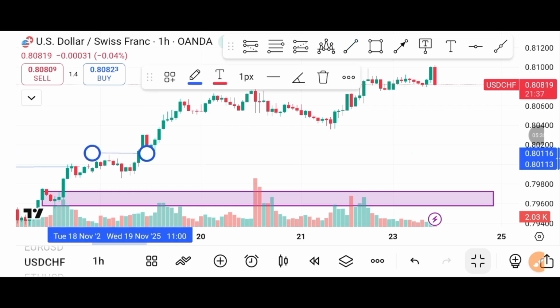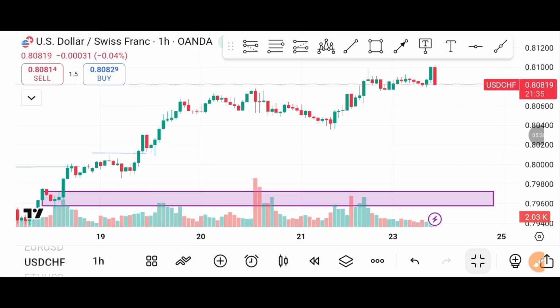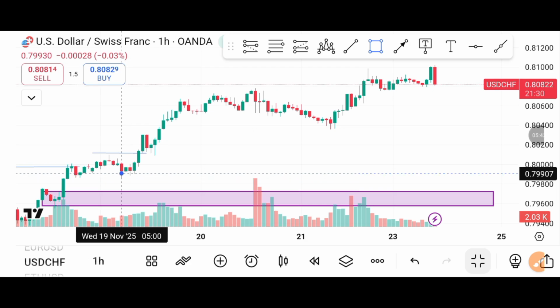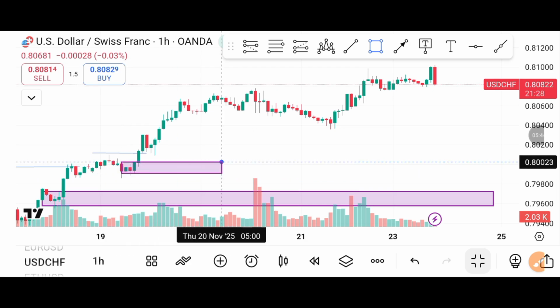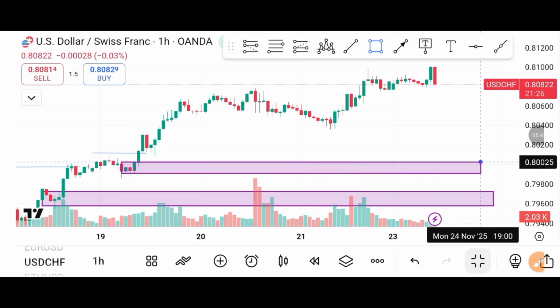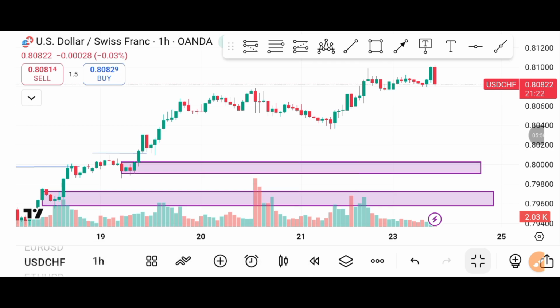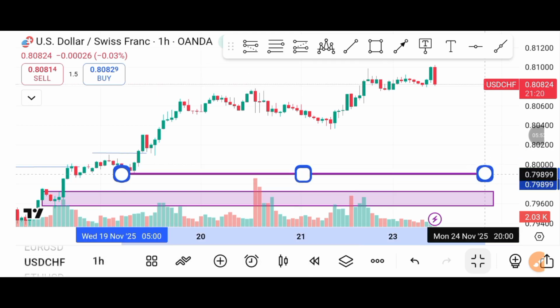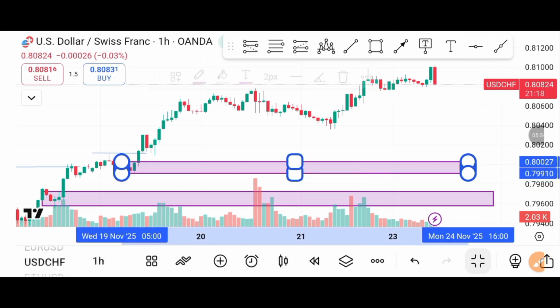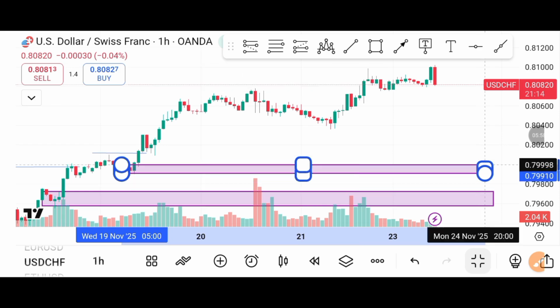Don't forget, guys, this is happening on USD Swiss franc, USDCHF, and over there we have another block resting here. This is order block 2. The first one marked out is order block 1. So this is order block 2. Let's mark it out correctly.